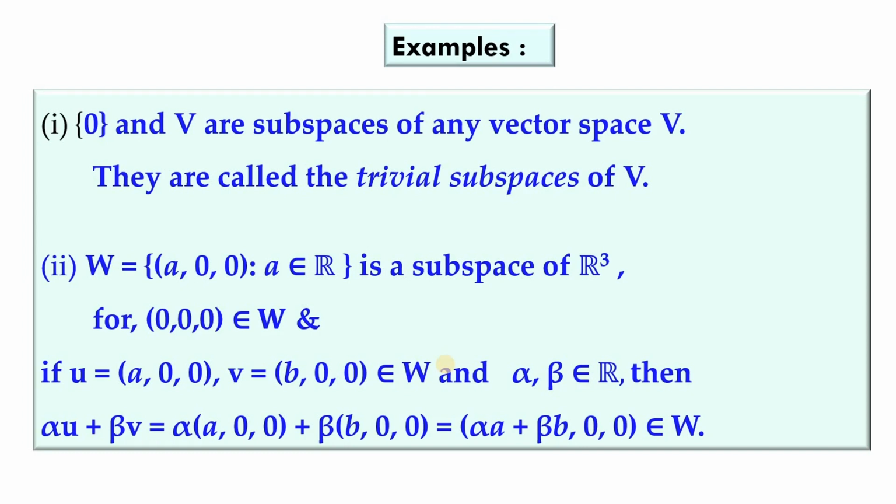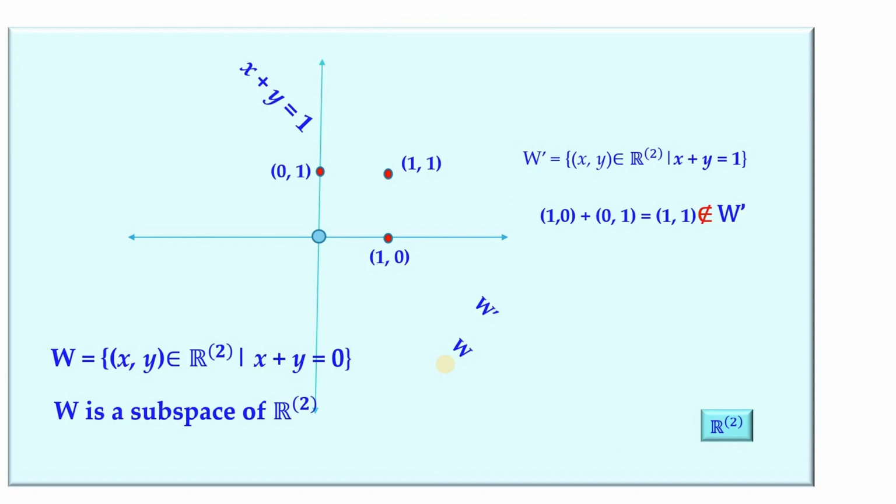If we consider two elements u and v, given by u the ordered triplet with first component a, the rest 0, and v again an ordered triplet with first component b, the rest 0, and alpha, beta are from capital R, that is the field of real numbers, then using coordinate-wise scalar multiplication and addition, alpha u plus beta v is given by the ordered triplet with first component alpha a plus beta b, and the rest 0, which is obviously a member of W. Therefore W is a subspace of R3.